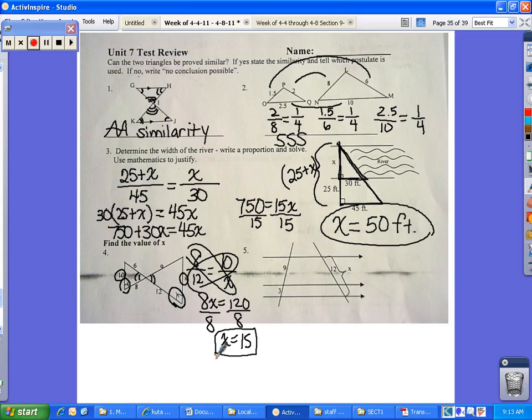Over on number 5, this is the side-splitting theorem, okay? So part over part equals part over part, but notice that it's not comparing it to a part. It's comparing it to a whole. So you do part over whole equals part over whole. So 9 over the whole, which is 12, equals the 12, which is the part of this side, over the whole, which is the x. So cross multiply, divide, and x equals 144 over 9, simplified is 48/3. Okay? Moving on.